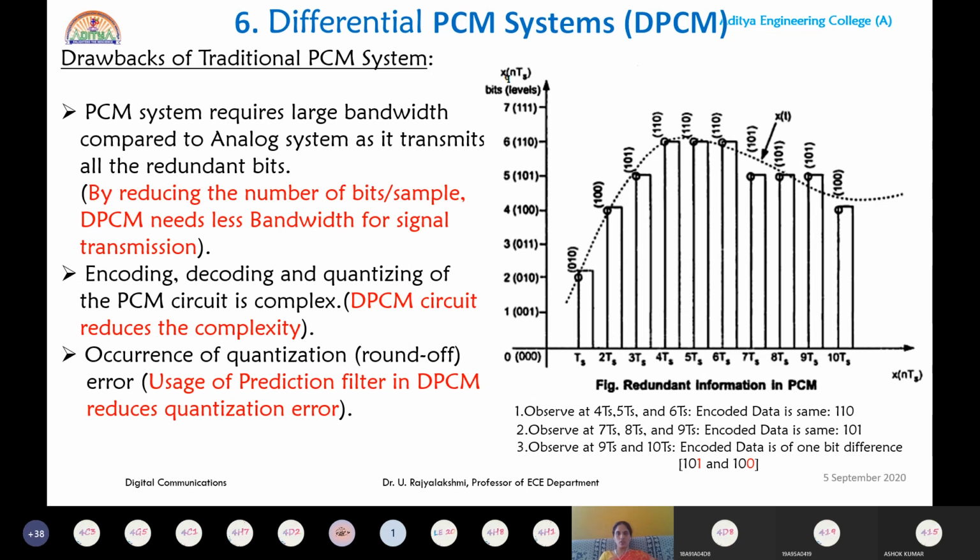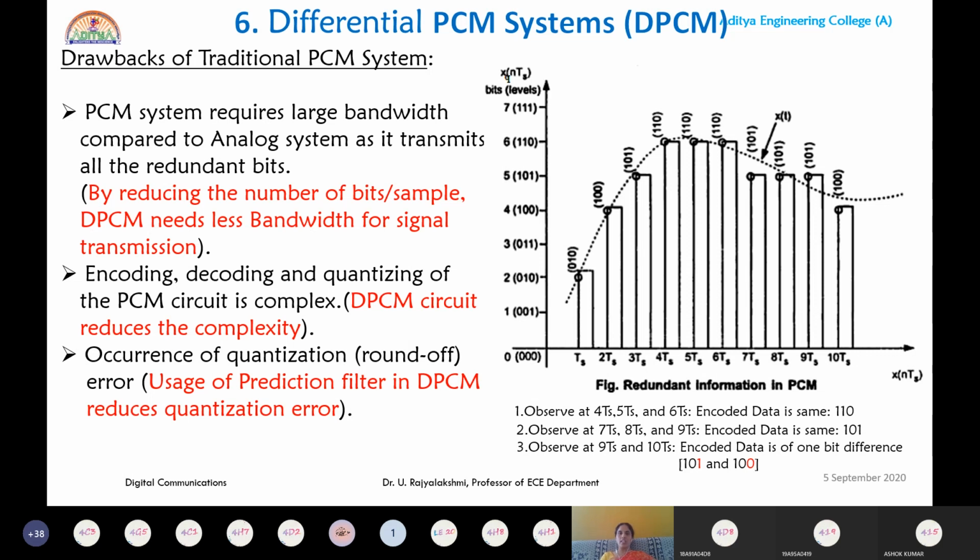Any one of you please respond. It is 2. Yes, it is equal to 2. So what is the code representation? 0, 1, 0. Okay. Next, at 2TS, what is the magnitude? 4. So 4 is represented in encoded form as 100.